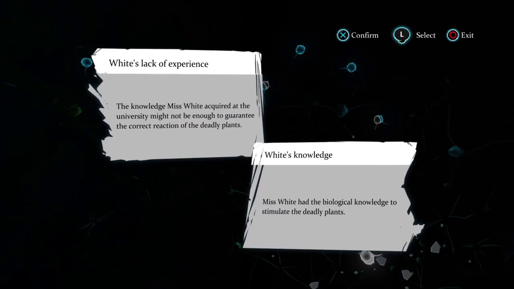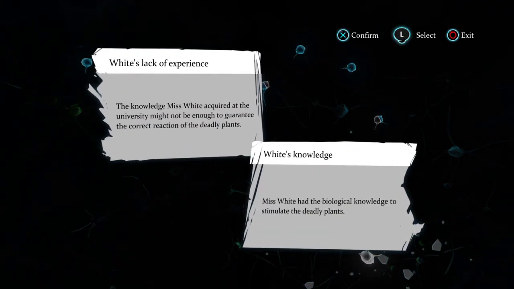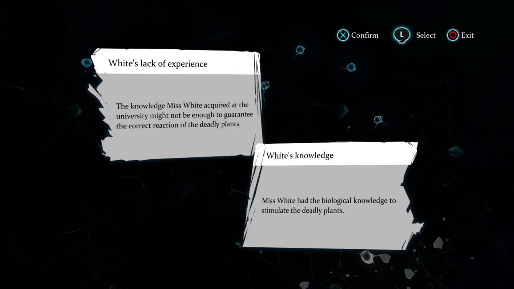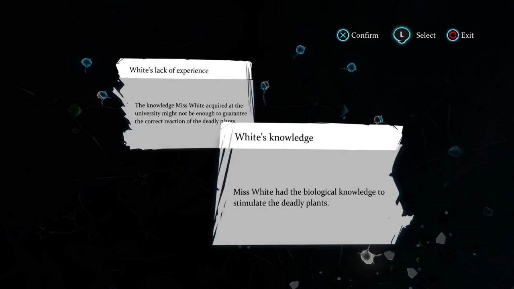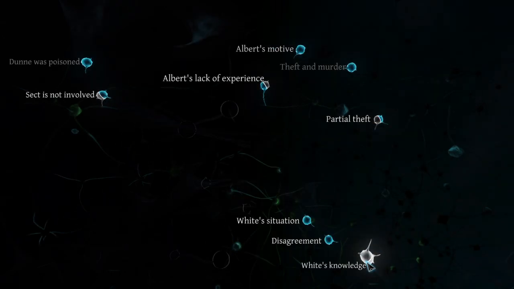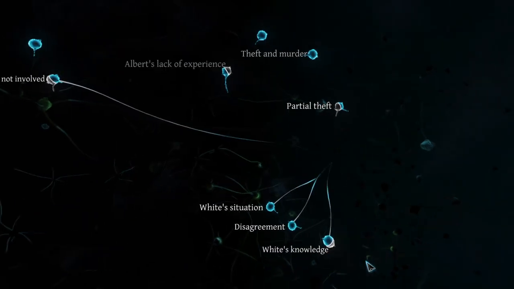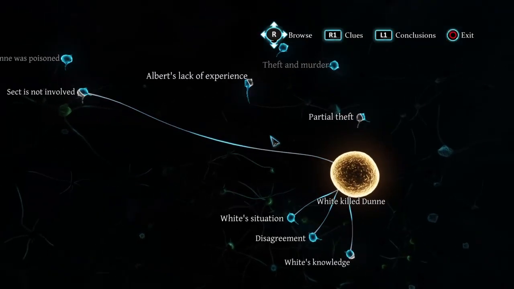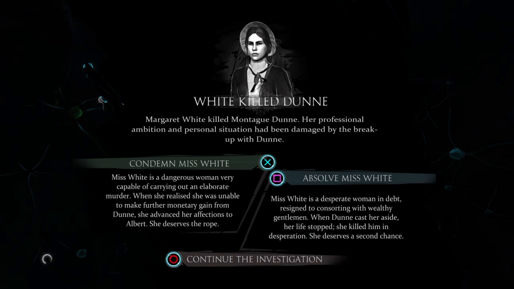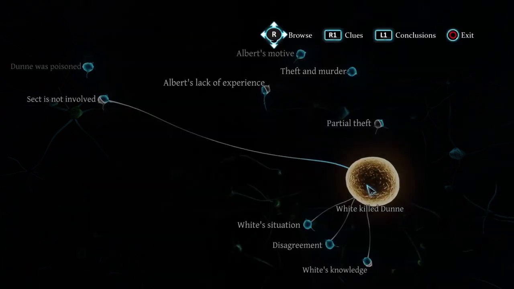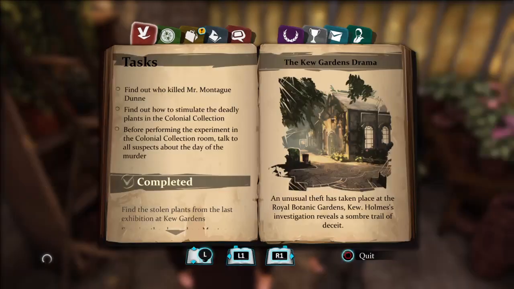Close to the end. White's lack of experience. The knowledge Miss White acquired at the university might not be enough to guarantee the correct reaction of deadly plants. Miss White had the biological knowledge to stimulate. Yeah, she had it because she has a master's degree, so she should know how it works. And there we are. White killed Dunn. That's what I think. But I will keep it open. I'm not quite done with my investigation here.